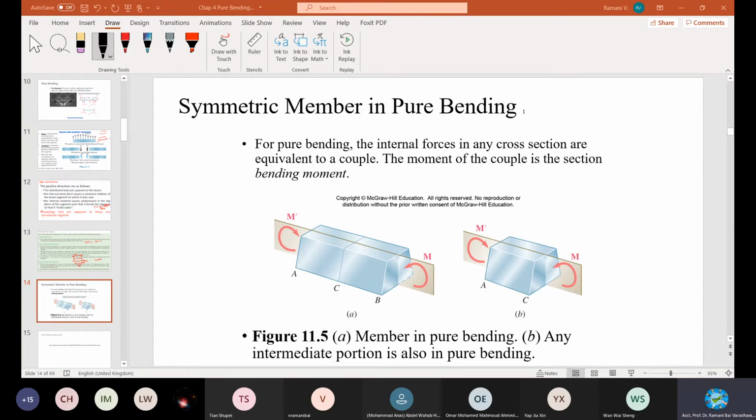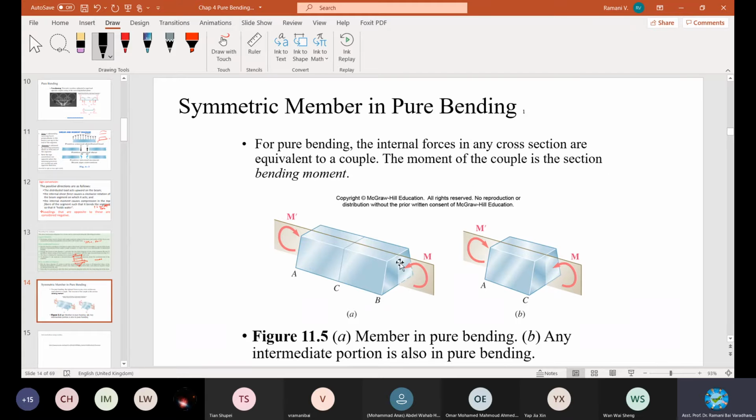Okay. You can see the slide, right? Yeah. It's clear. For pure bending, the internal forces in any cross-section are equivalent to a couple. The moment of the couple is the section bending moment, right?